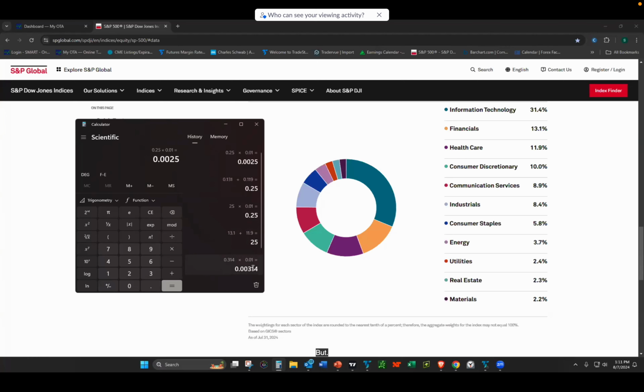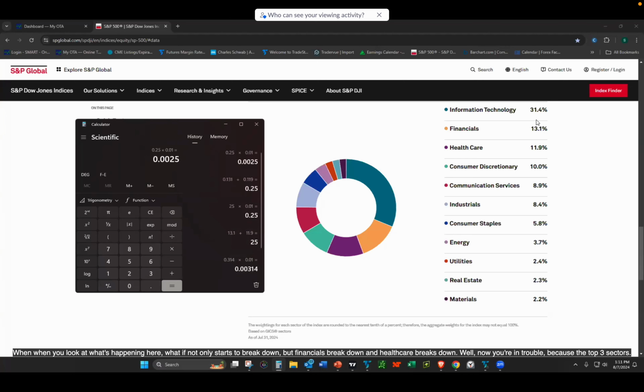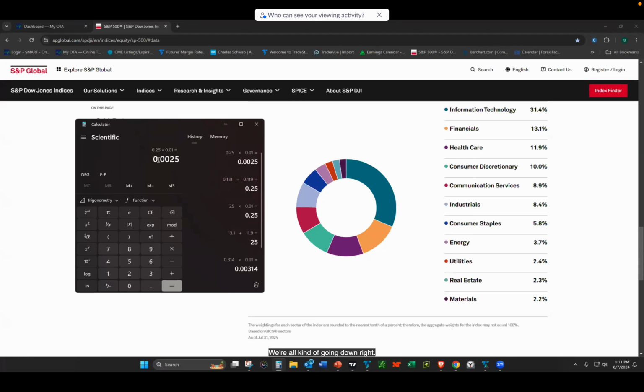significant, but when you look at what's happening here, what if not only technology starts to break down, but financials break down and healthcare breaks down? Well, now you're in trouble, because the top three sectors are all kind of going down, right?